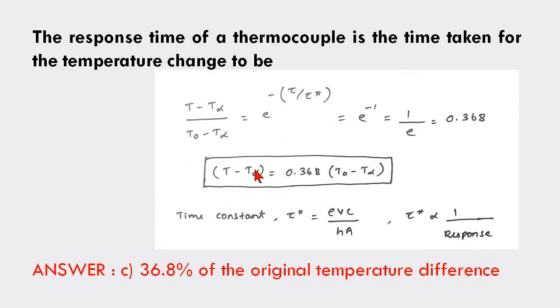As I already discussed, right? This is the temperature change, okay? So that is equal to 0.368, that is 36.8% of the original temperature difference. That is, the initial temperature difference is this one, okay? The temperature change is equal to 36.8% of the original temperature difference.